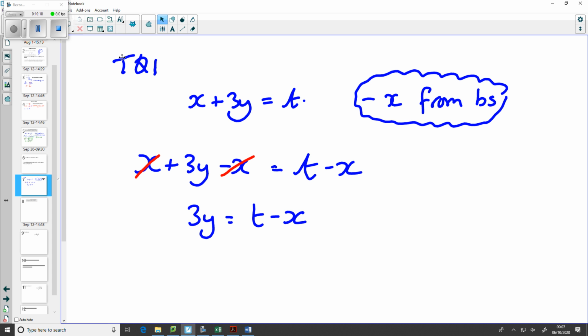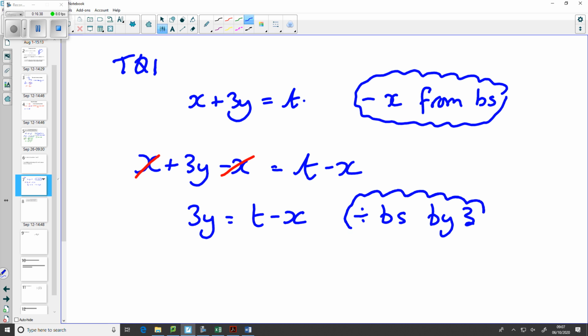So we can get rid of this pesky 3 now. We'll have y on its own. That's the only thing we're aiming for. So how is the 3 and the y attached to each other? What mathematical operation? Multiply. So the mathematical opposite of multiply is divide. So we divide both sides by 3. That's what we're going to do.